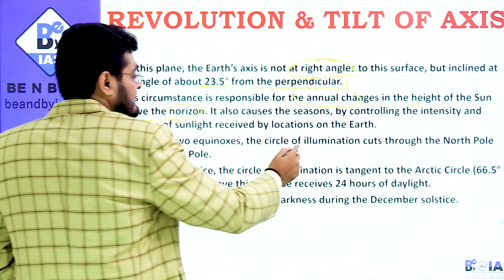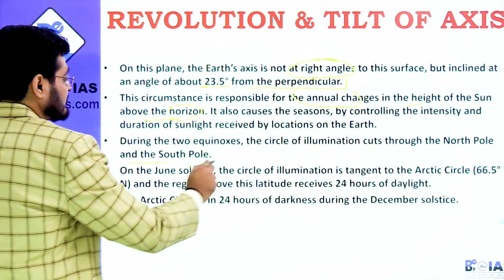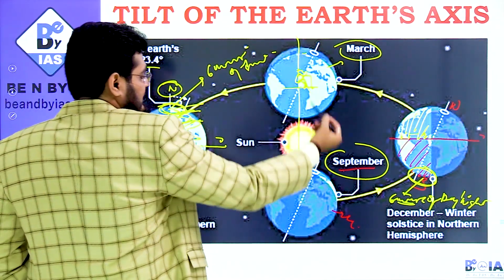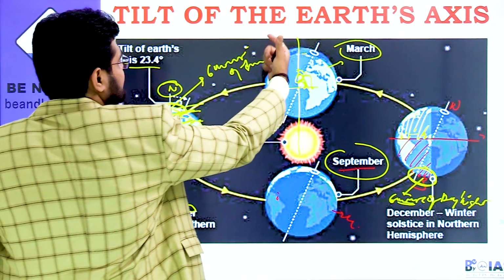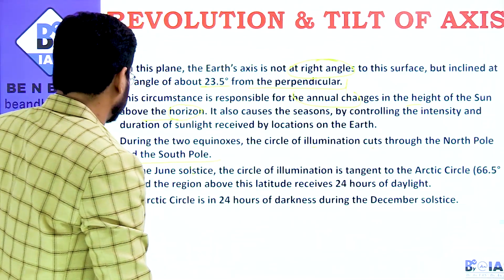During the two equinox, the circle of illumination cuts through North Pole and the South Pole. That I have explained you. North Pole and South Pole cut करता है. That is why they are called equinox. Same amount of sunlight is received by northern and southern pole as well.